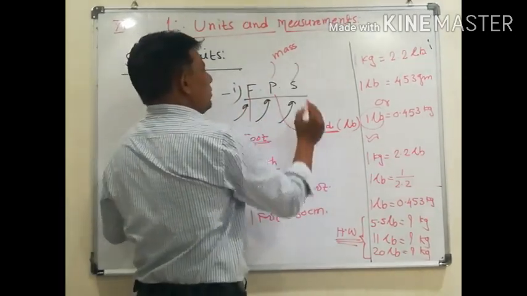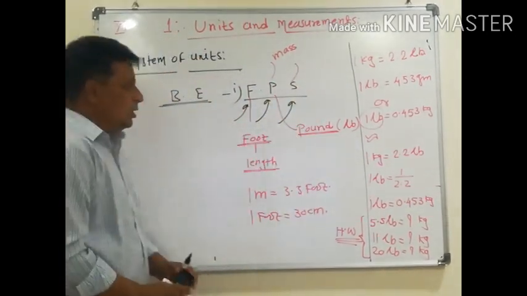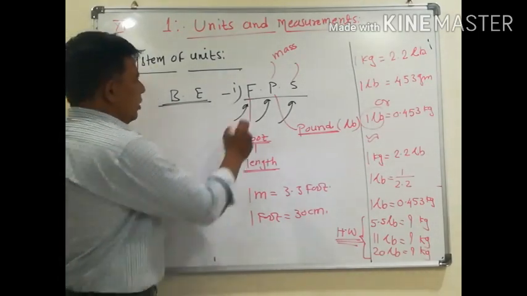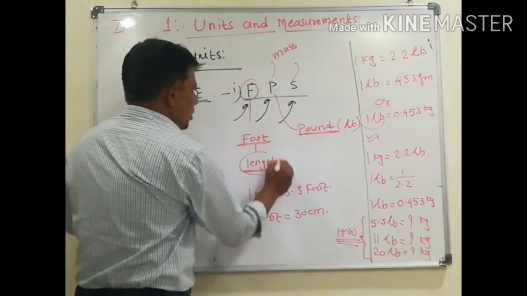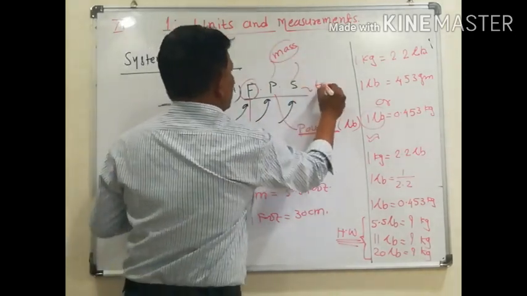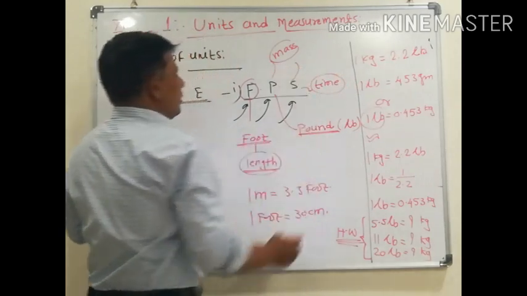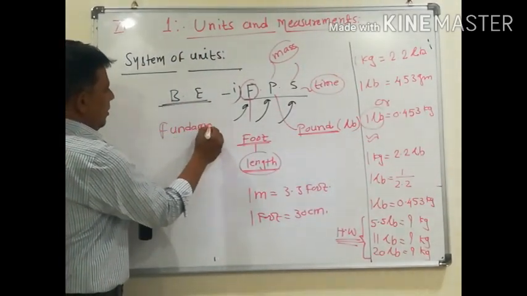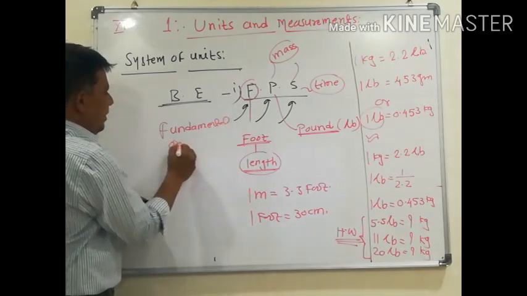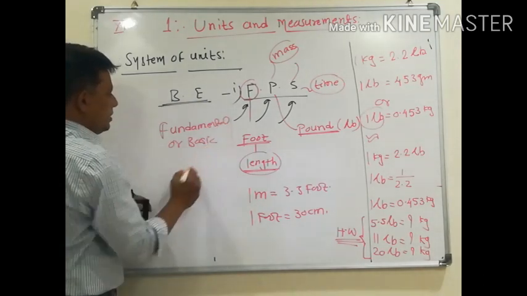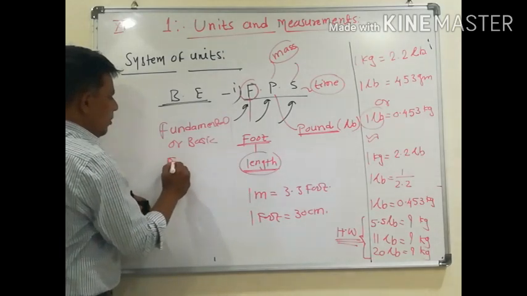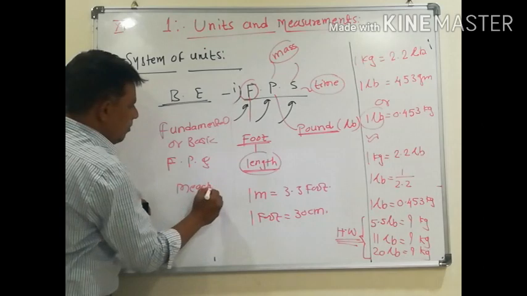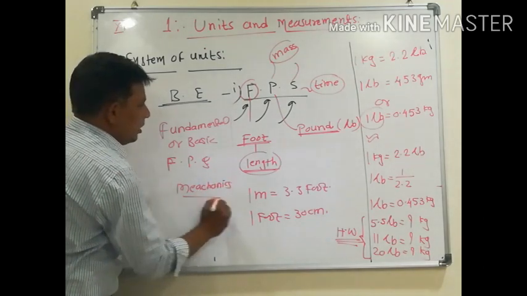Then, time is measured in second. So this is your first system to measure the fundamental quantities. Look here: length, then mass, then time are the basic fundamental physical quantities related with mechanics.